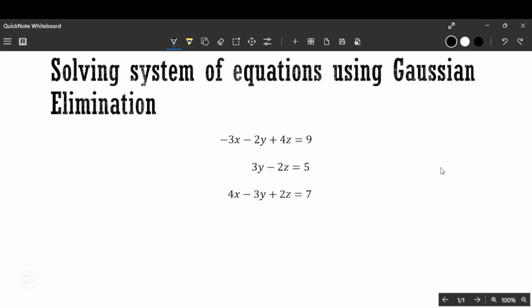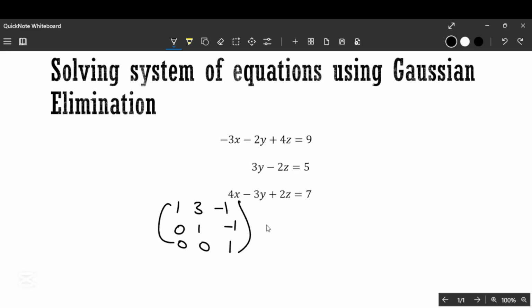Now, what do we mean by a row echelon form? We say that a matrix is in a row echelon form if the first non-zero entries. So let's say we have a matrix of the form 1 3 negative 1, 0 1 negative 1, 0 0 1, and we are asked whether this matrix is in a row echelon form or not.